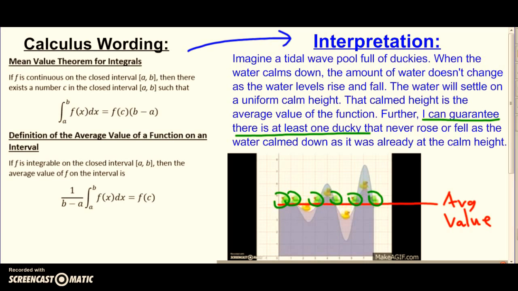These duckies here, they're rising to the average value. And these duckies here are falling to the average value. But the green duckies are already there. So the mean value theorem and the definition of the average value, to me, I'm going to take it and interpret it as part of a tidal wave pool with duckies on the surface, and some rise, some fall, and some stay at the average value always.